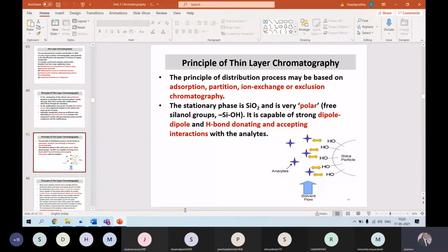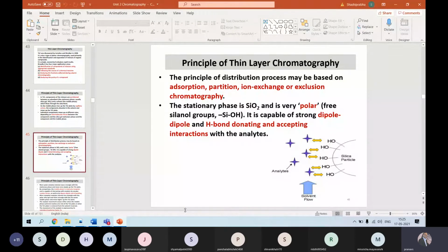The principle of distribution process may be based on adsorption, partitioning, ion exchange, or exclusion chromatography. This is a general statement where we say that the principle of distribution depends upon any of these techniques, but essentially it is partitioning. Essentially it is partitioning in thin layer chromatography.